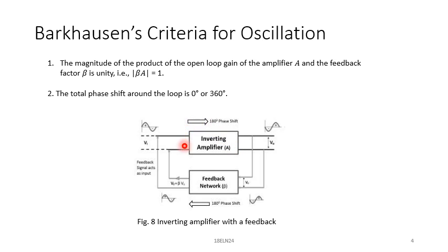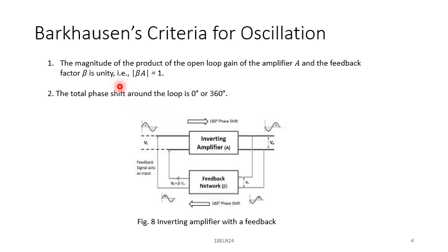Now, to obtain the oscillation, as I mentioned, there are two types of feedback. One is positive feedback, the other one is negative feedback. And here we'll use a positive feedback concept. So here we'll use a positive feedback, that is the input voltage and the feedback voltage are both in phase. Now there are two conditions to obtain the oscillation.